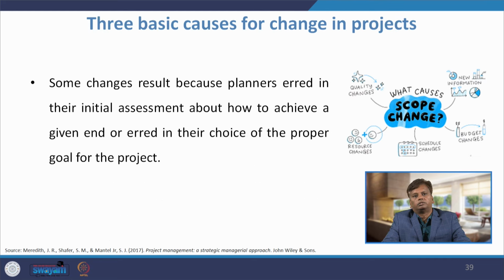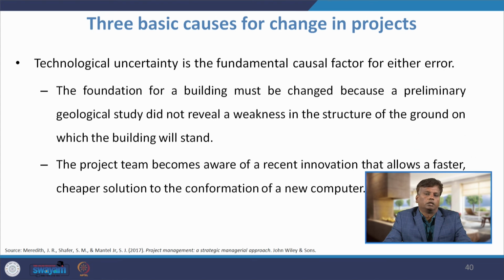Now, we will discuss three basic causes of changes in scope, changes in the project. Some changes result because the planners erred in their initial assessment about how to achieve a given end or erred in their choice of proper goal for the project. Sometimes the reason for change is wrongly setting the objectives without knowing the consequences. The second one is that technological uncertainty is the fundamental cause of their error.